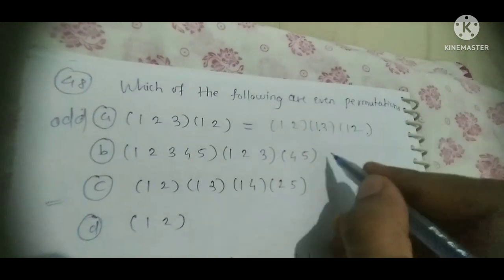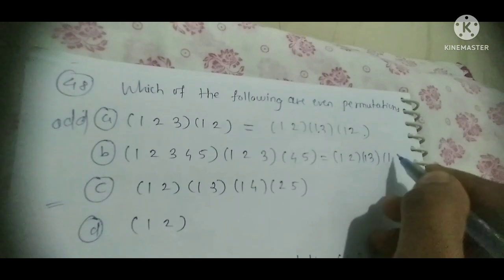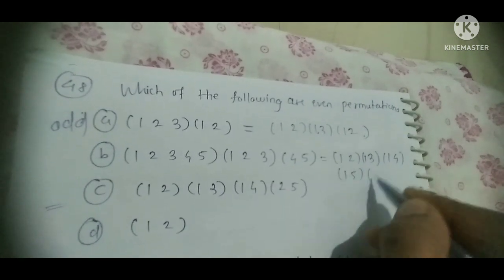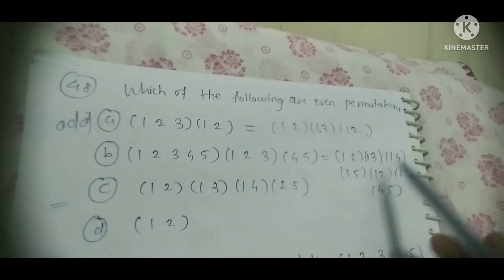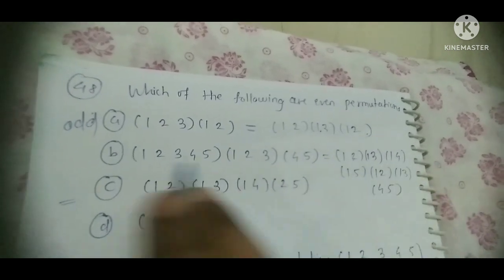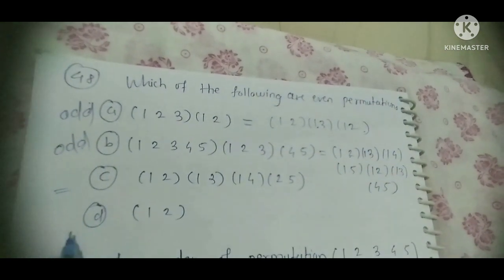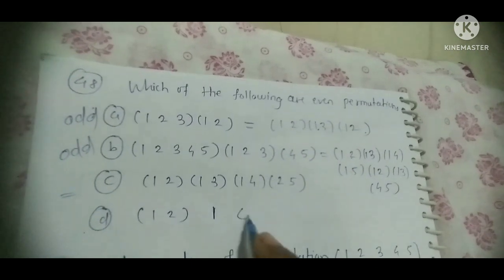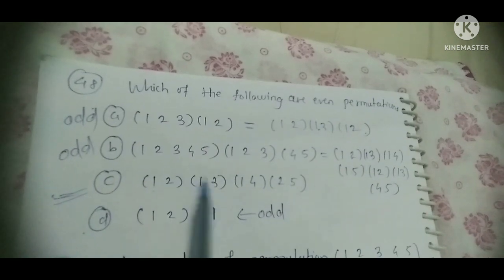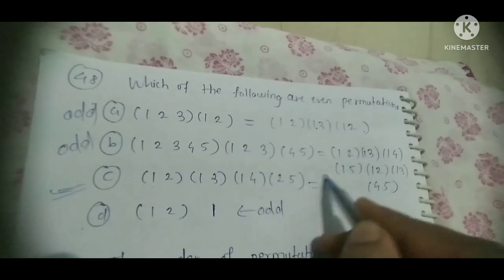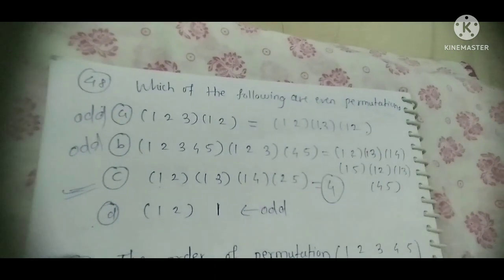Option B, you can write 1 2, 1 3, 1 4, 1 5, 1 2, 1 3 and 4 5. Calculate these transpositions. So option B is also an odd permutation. Next, the last one is also odd, so option D is also an odd permutation. So option C is the correct one. 1 2 3 4, where 4 is an even number, and they are asking which of the following are even permutations. So option C is the correct one.